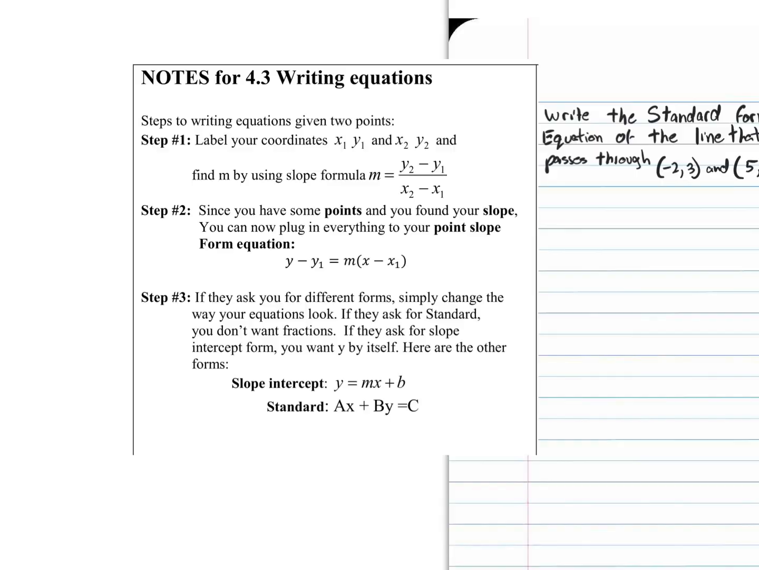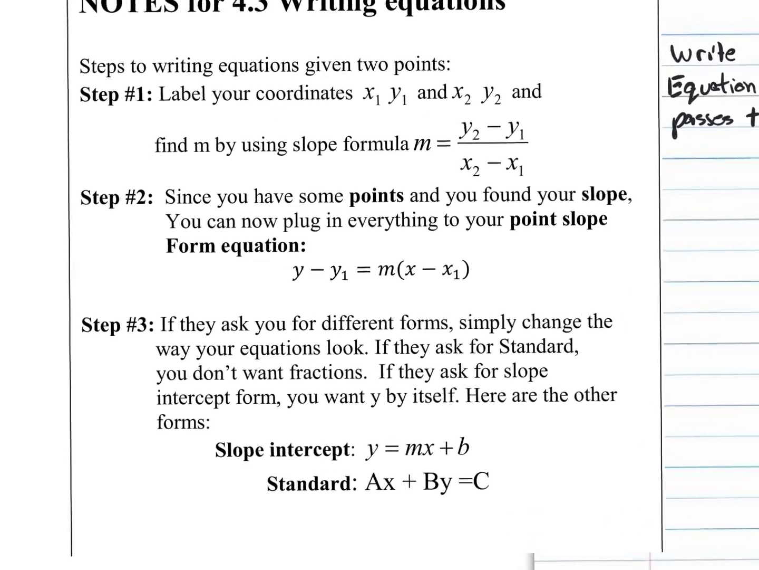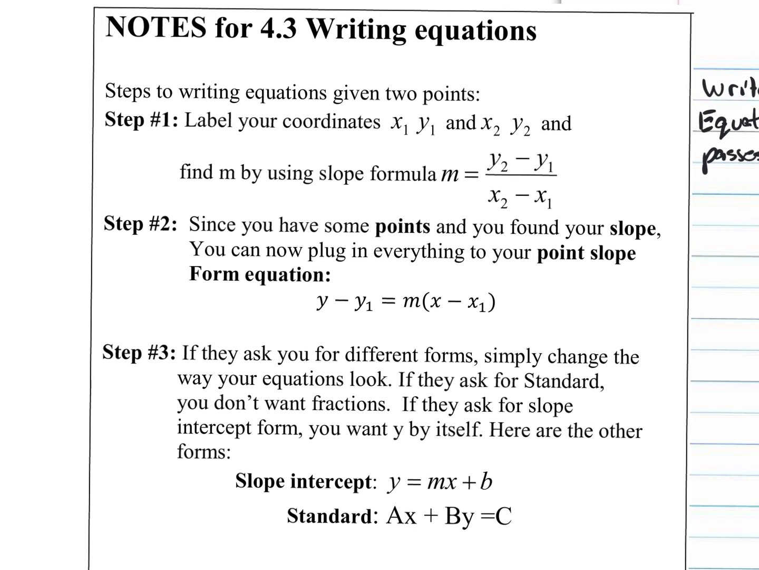In sections 4.1 to 4.3, we've covered slope formula. We've covered different forms of equations like standard form, slope-intercept form, and point-slope form. And I have these condensed notes right here that you have on your paper. And on these notes, it's set up to let you know how to write an equation in any form if I give you 2 points.